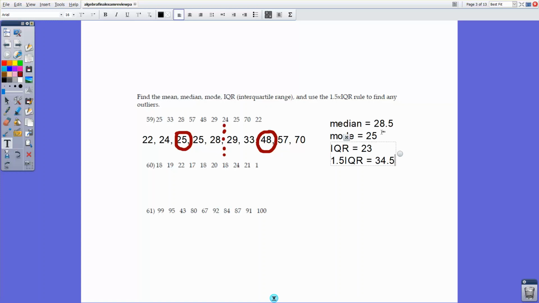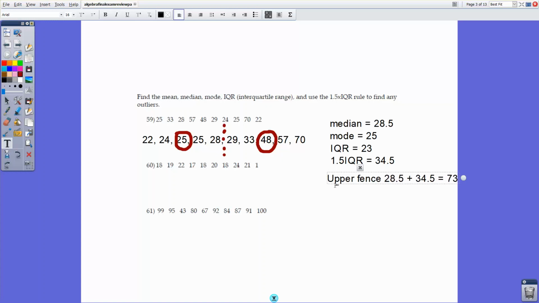All right. So basically, anything that's outside the median plus this or minus this would be considered an outlier. So our upper fence, our lower fence is going to be negative. We don't need to worry about that. But our upper fence is going to be 28.5 plus 34.5. That would be equal to 73. Okay, so that's our upper fence.